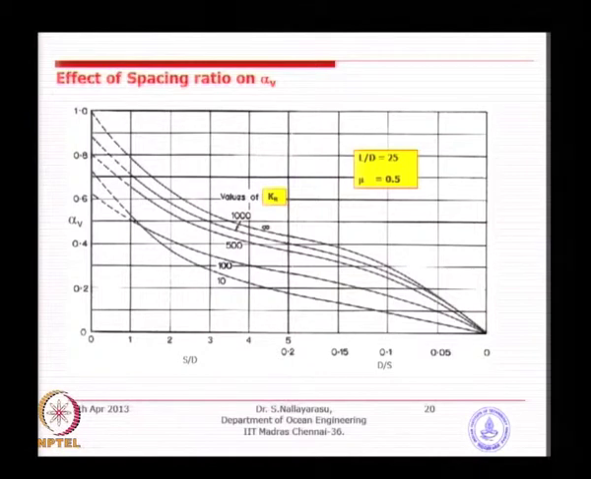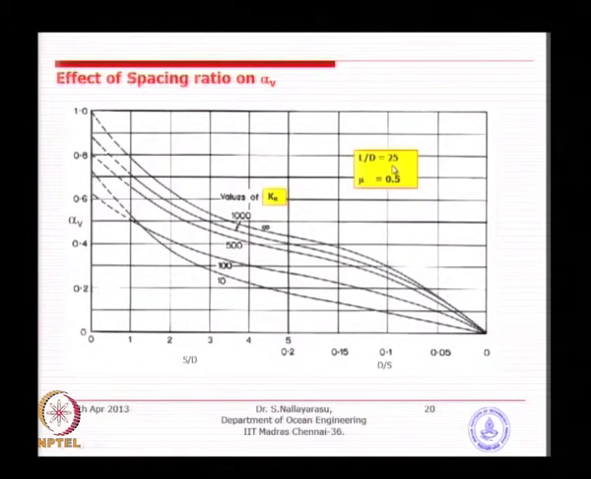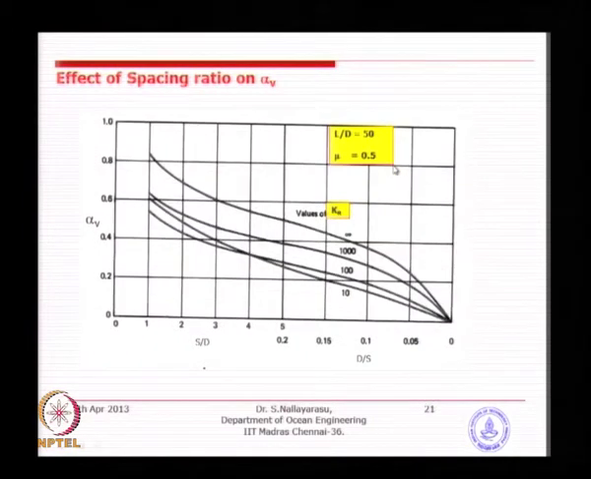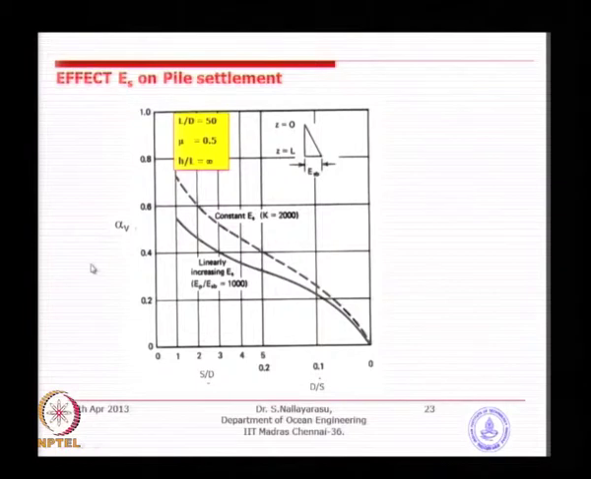If you look at the several graphs, you see here is 0.5, 10, this is 25 and then 50. For different Poisson's ratio, you have to look at the original publication. I have only taken a few samples. And then the effect of Es on pile settlement, basically for an L by D ratio of 50 and H by L very large. So, this is the last graph you can find from that book.